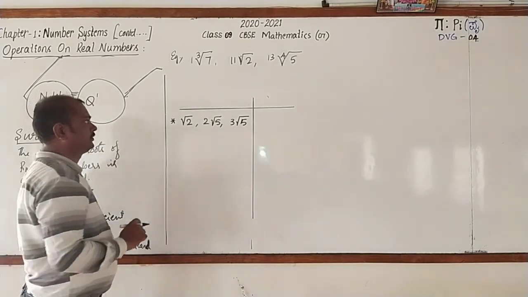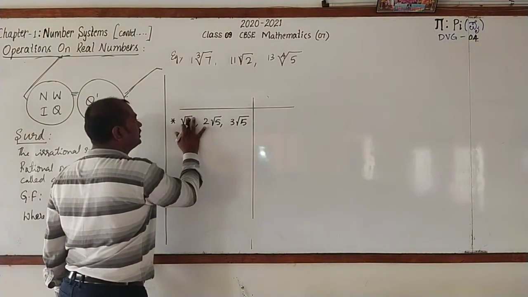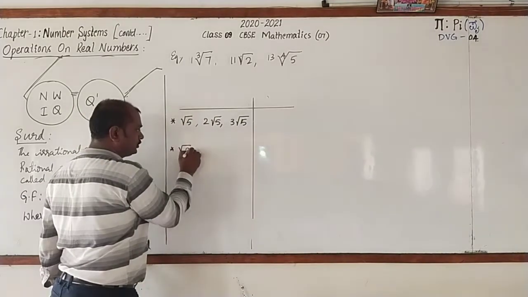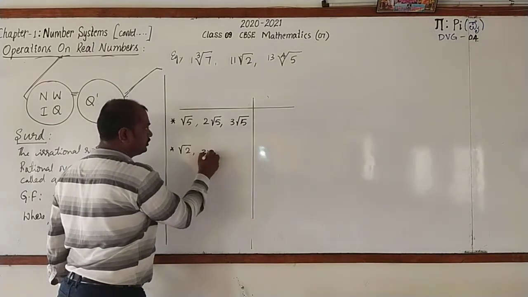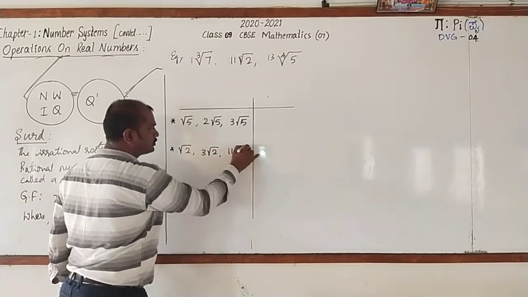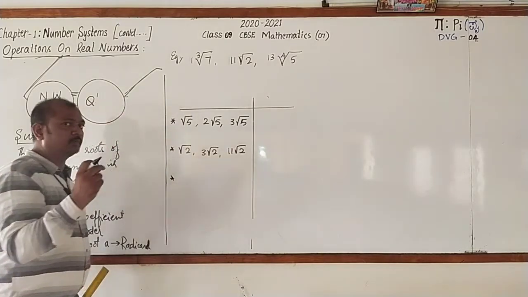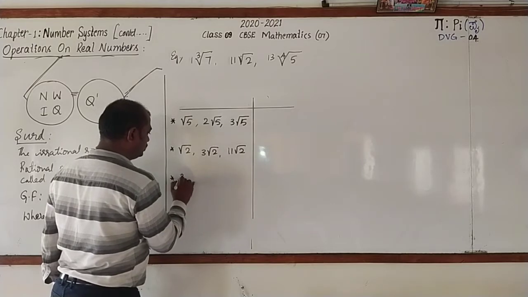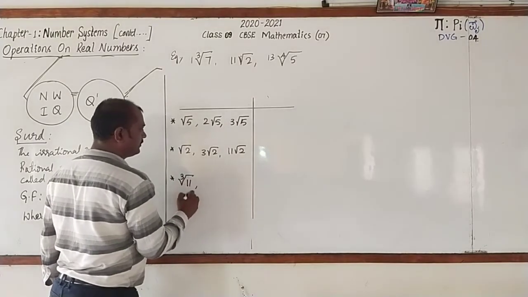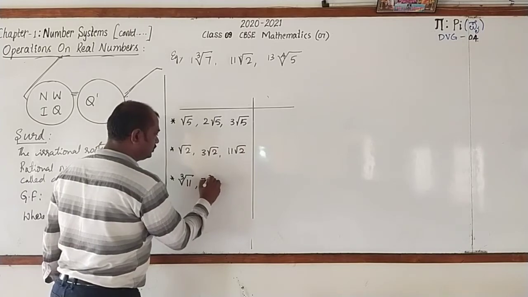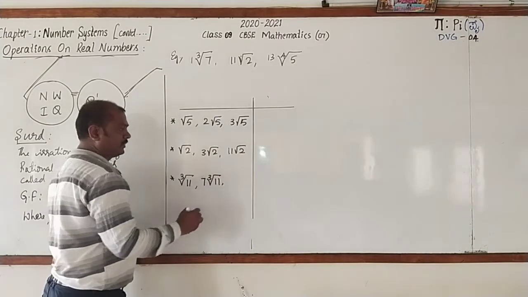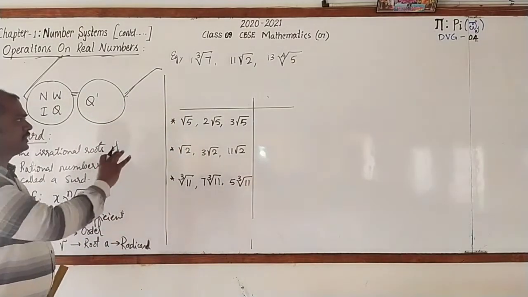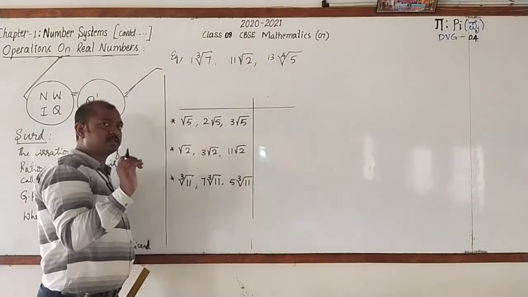Got it? Next, here I'll take this as 5. It will be easier to understand. Next, another one: square root of 2, 3 into square root of 2, 11 into square root of 2. I take one more group: cube root of 11, 7 into cube root of 11, 5 into cube root of 11. Clear? Here I have written three groups of surds.